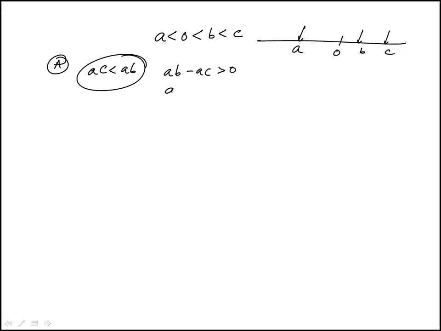I'll start with a, and when I see an inequality like this, I notice that there is a common term a on both sides. I'm going to factor that, and so we need to assess whether this is true or not. Now a is negative and b minus c is negative because b is less than c, so this product will be positive, so that holds true.